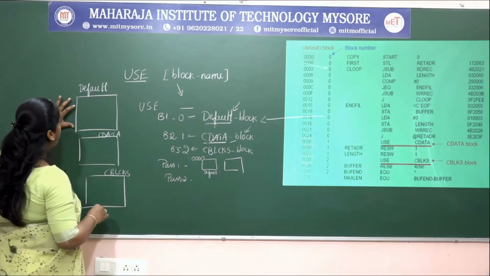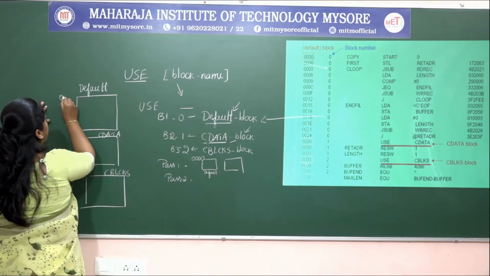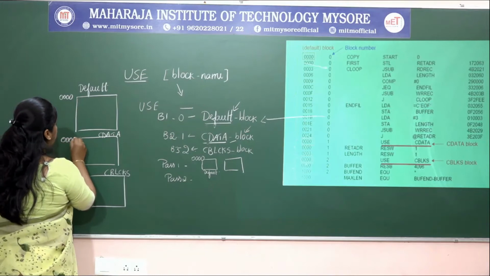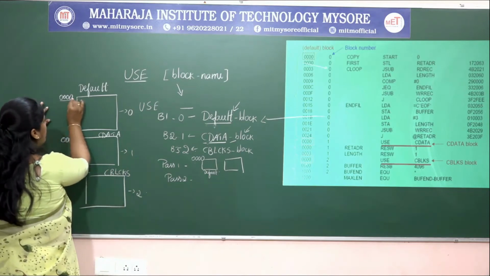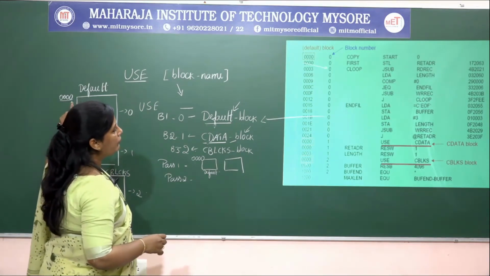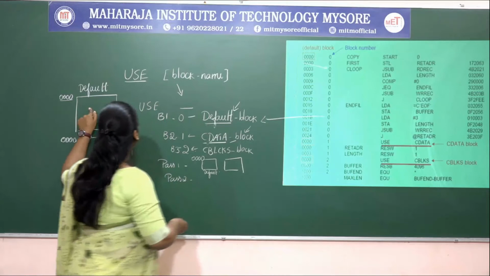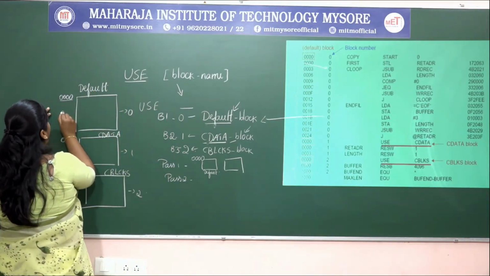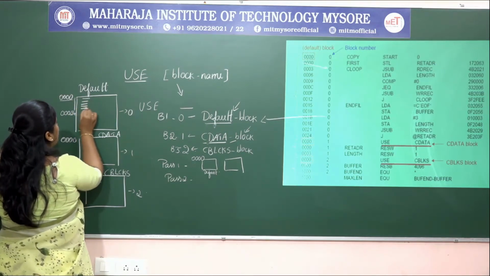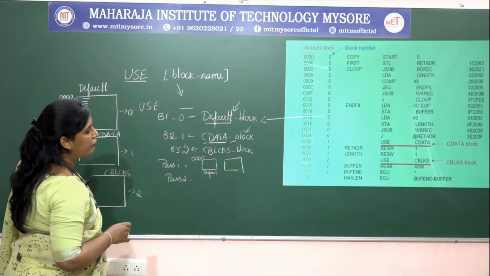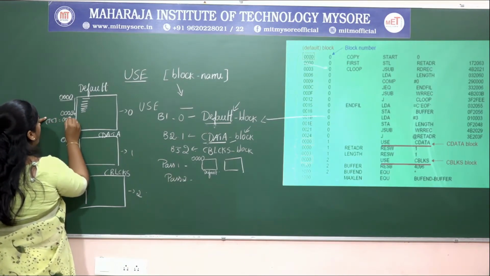The location counter value for each and every block will be started from 0 only. This is block number 0, this is block number 1, this is block number 2. So it will be started from 0 by default. The first default block will store the data from 0000 to 0024, copying all the instructions from 0000 to 0024. Next, what will be the program counter value? In the next value we have to take, what is the program counter value?